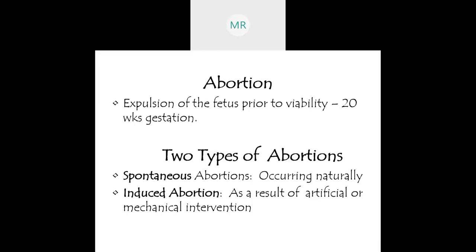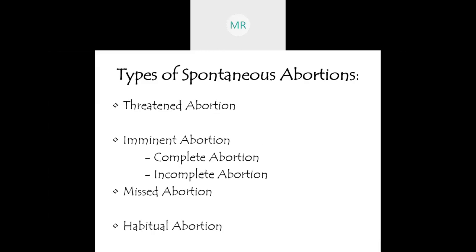Now, there are 2 types of abortions. There is a spontaneous abortion, which occurs naturally, or like anybody would say a spontaneous miscarriage, occurs naturally. It just happened, mom started bleeding. And we have those induced abortions, and that's a result of artificial or mechanical intervention. Okay. And we're going to talk about different types of spontaneous abortions. Okay? There is a threatened abortion, which there's slight spotting. There's no cervical dilation in a threatened abortion.